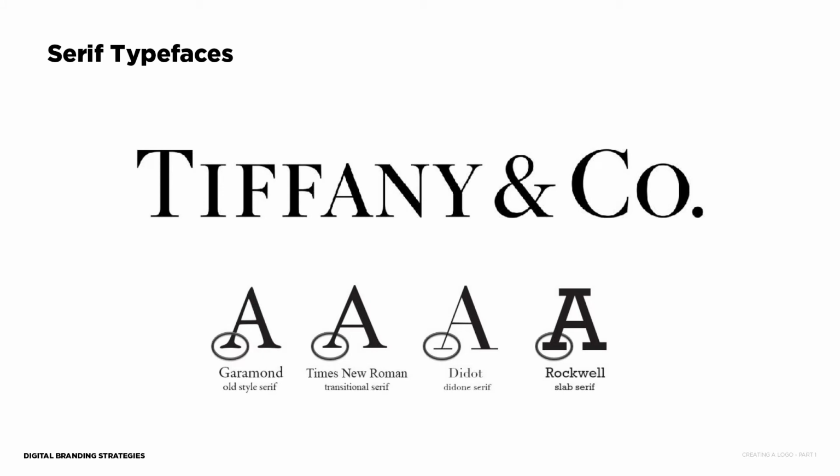The first classification are serif typefaces. A serif is an added stroke at the end of a letter, like little feet. Serif typefaces are normally considered to be more traditional and formal. Within serif typefaces, there are a lot of types. These can include old style, transitional, didone, and slab serifs. You can also find serif fonts that are a combination of these elements. Each style has its own look and feel.